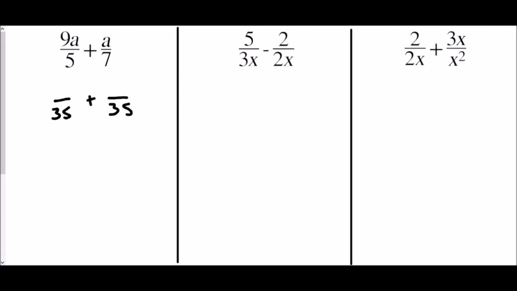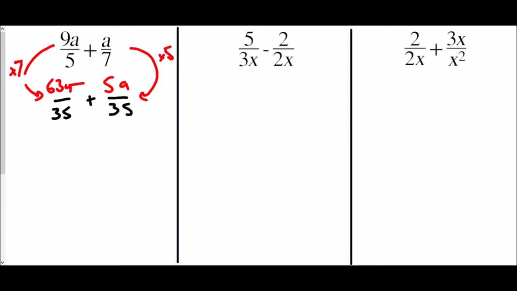And what we've done is we need to make the equivalent fraction. So what have I done to the top, the first fraction? Well, I've done times 7. So I need to do that at the top as well. So 9a times 7, well, that is 63a. And on the right hand side, what have I done? Well, I've multiplied by 5. So a times 5 is 5a.